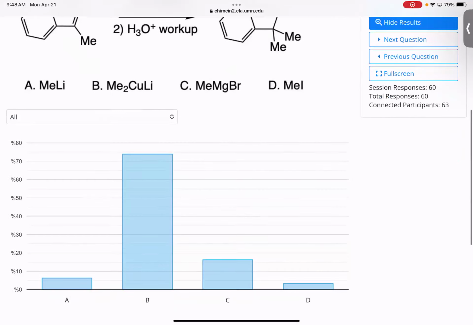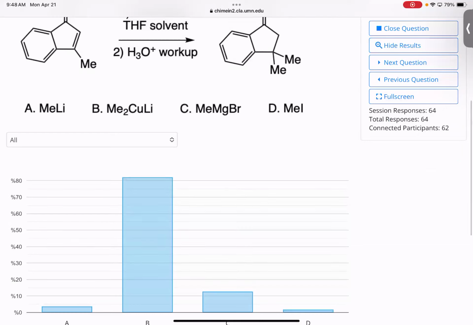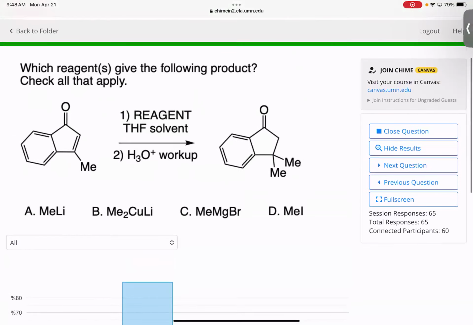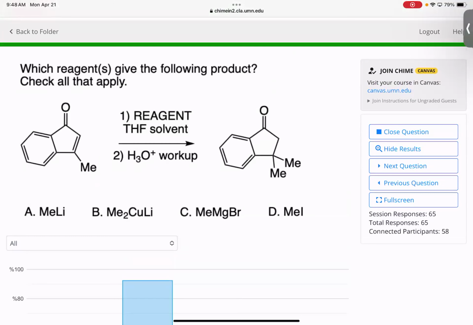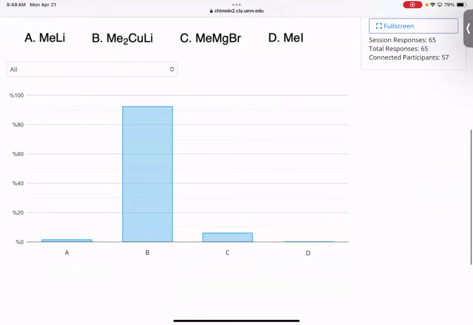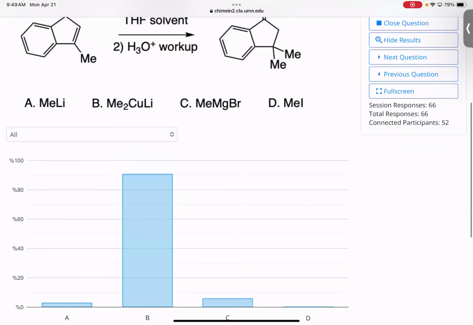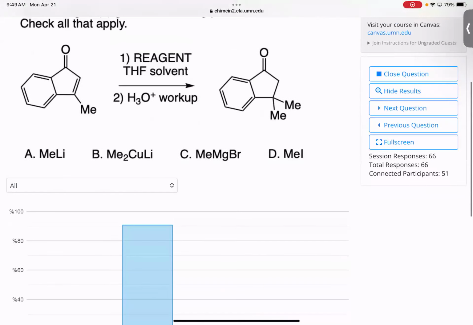All right, great. So a lot of people have very correctly identified B is the correct reagent, all right? So it's a very soft nucleophile. A and C are both hard nucleophiles, and so they would go to the 1,2 position at the carbonyl carbon. And I like that people were not tricked by methyl iodide. Methyl iodide is not a nucleophile, it's an electrophile, right? So it's an electrophilic source of methyl. All right, awesome.